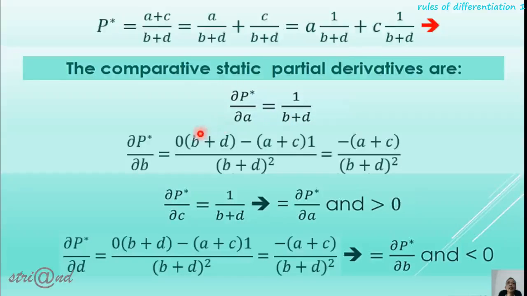The derivative of P star with respect to b can be found here using the quotient rule, because we have a quotient here.